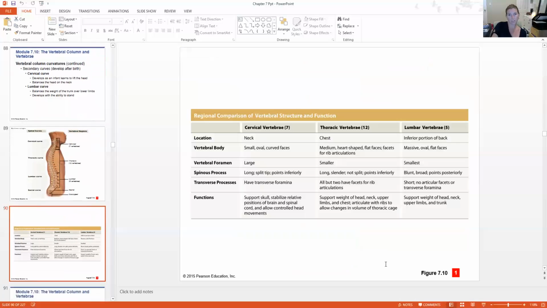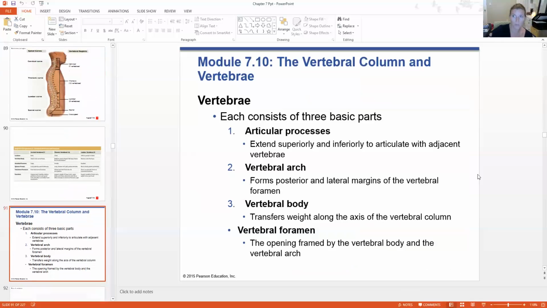And this is just showing you the differences. This chart comes from your book, shows you the differences between the vertebrae. You should know them in lab. I will actually, on your practical, have a vertebrae out, and I'll say, which type of vertebrae is this? And you'll have to identify it as cervical, thoracic, or lumbar. I won't do that to you in lecture, but you do need to know the differences.